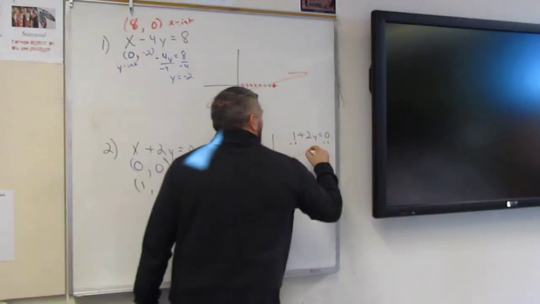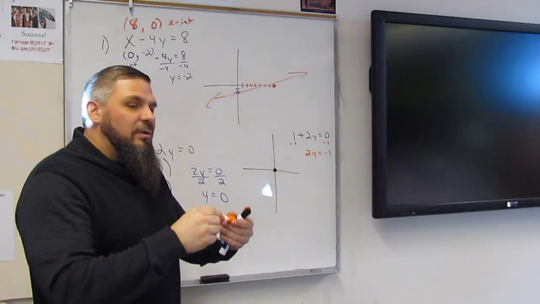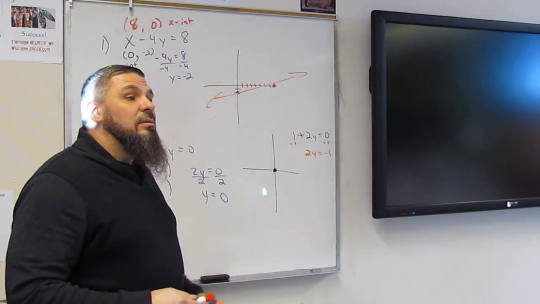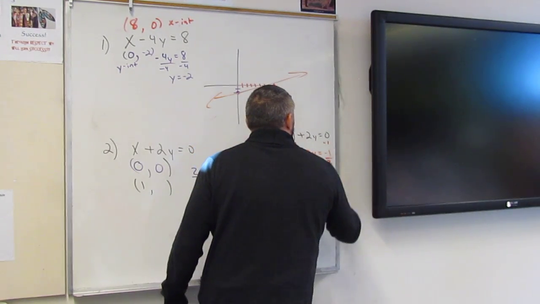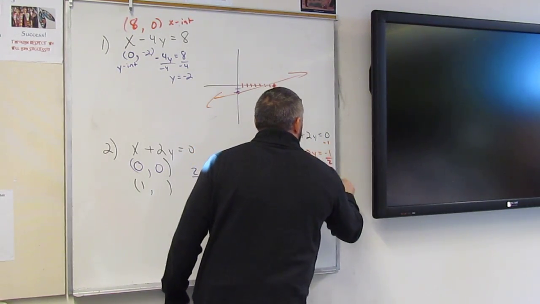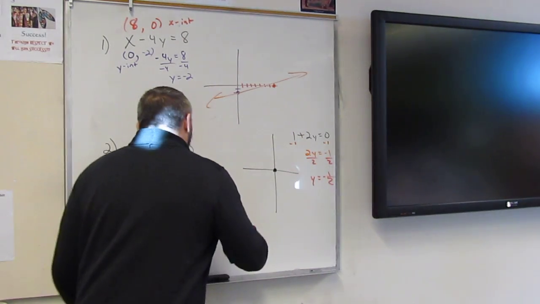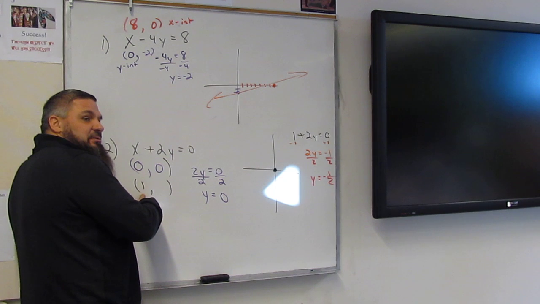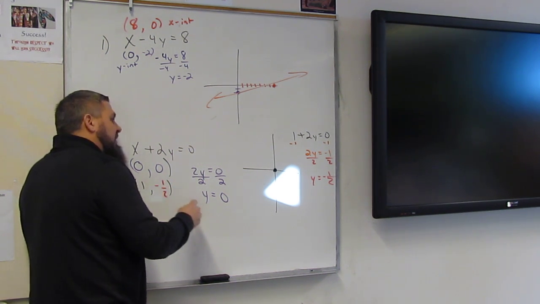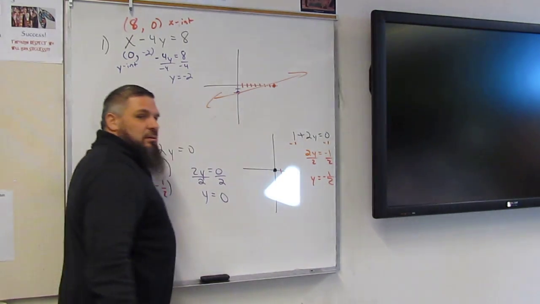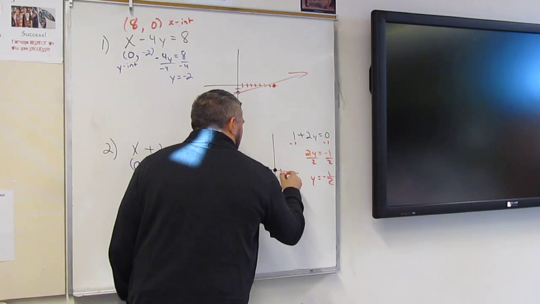So now I got 2y is equal to negative 1. So how do I solve? Divide by 2. So I get y is equal to negative 1/2. Right? So when x is 1, y is negative 1/2.